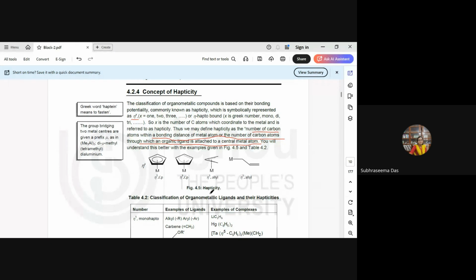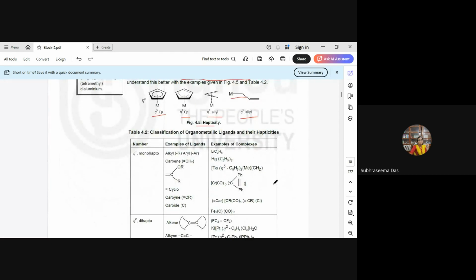So here if we look into this figure 4.5 on hapticity, in the first case it is cyclopentadienyl and its hapticity is eta raised to the power 5. In the second case the hapticity is 3, that is eta raised to the power 3, for the allyl. And for eta raised to the power 1, this is for your allyl ligand.